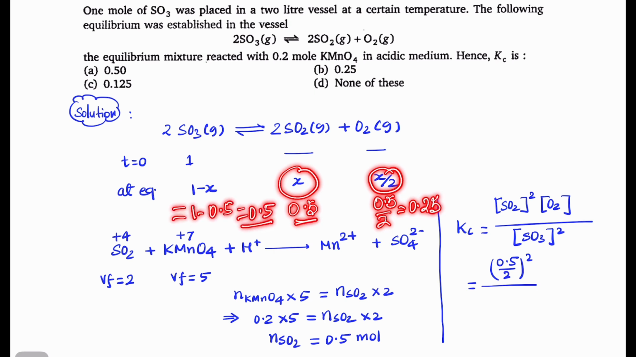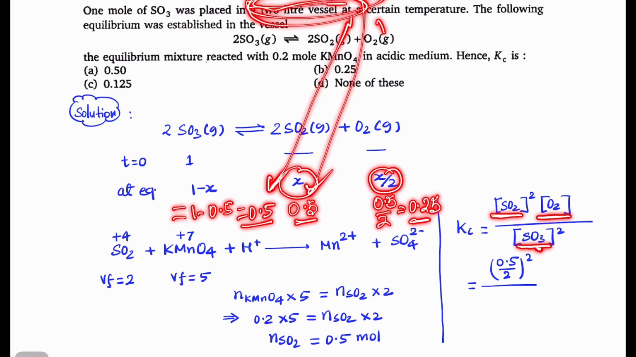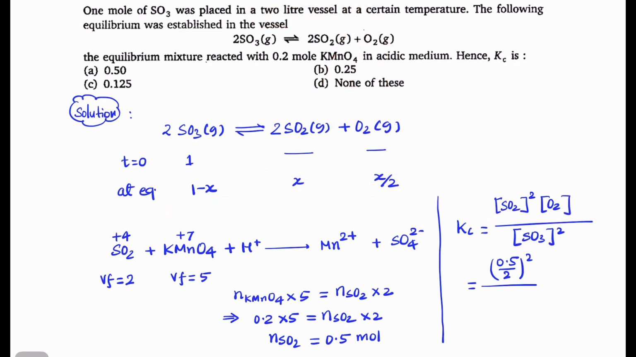But these are moles, and we have to write their concentrations in this expression. So we have to divide by the volume, and the volume of the vessel is 2 liters. So we divide all by 2 liters. Here the concentration will be mole by 2, whole square. Similarly, O2 mole by 2, divided by SO3 mole by 2, whole square. This will cancel out and the Kc value will be 0.125. So that is the final answer. So the correct answer should be C. Thank you.